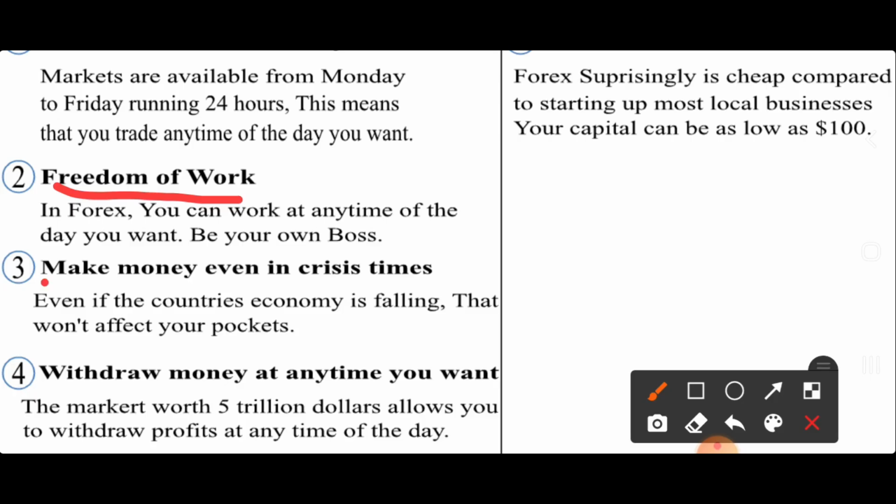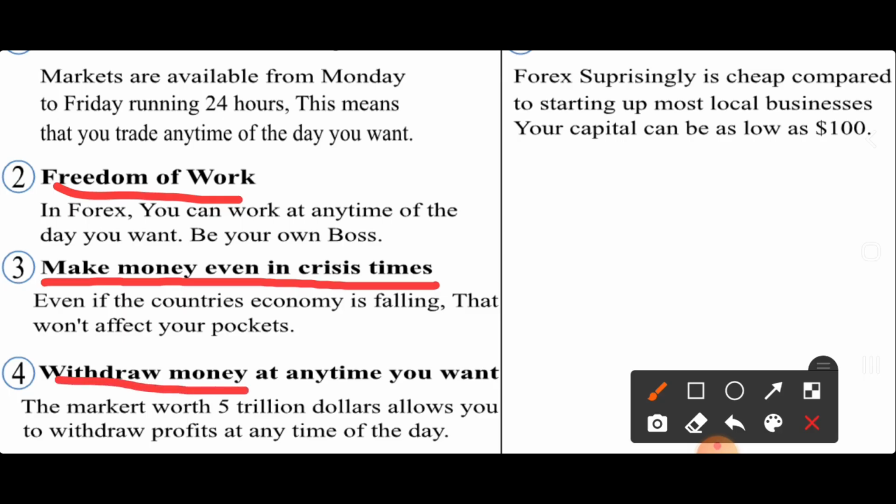Another one is you can make money even in crisis time when everyone is crying that the economy is down. In the market, you can use your strategy to make good money. That's why you should follow this course to the end and even see the strategies that I've provided for you so that you can be able to make the money.